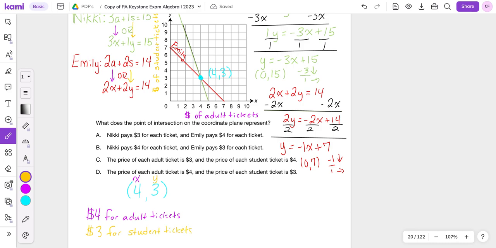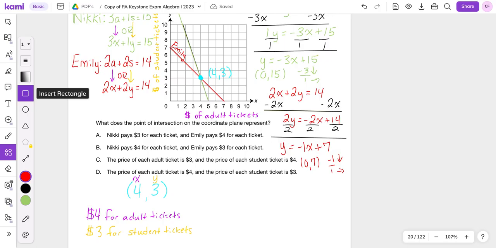If we then refer to the multiple choice options, the one that has this is going to be option D. The price of each adult ticket was $4. The price of each student ticket was $3.